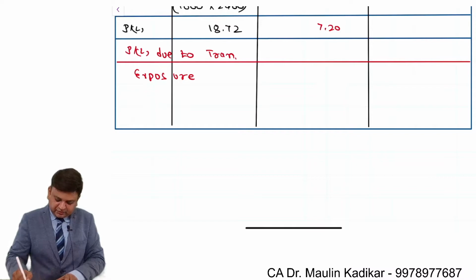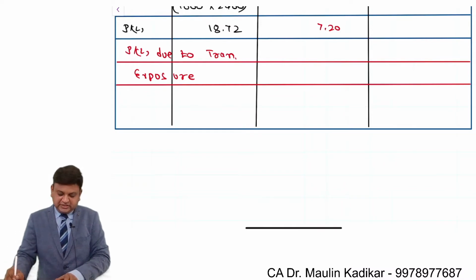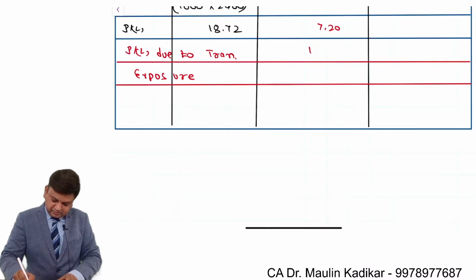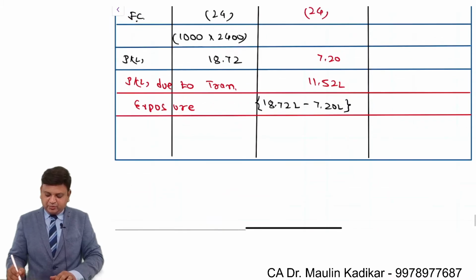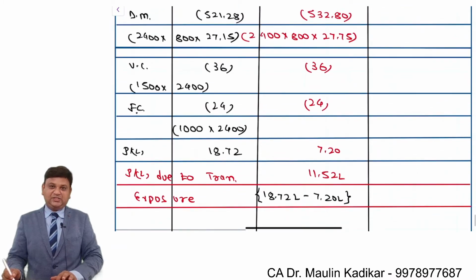That is an amount of 11 lakh 52,000. It is found as a difference of 18 lakh 72,000 minus 7 lakh 20,000. This is the way we compute the profit or loss due to transaction exposure.